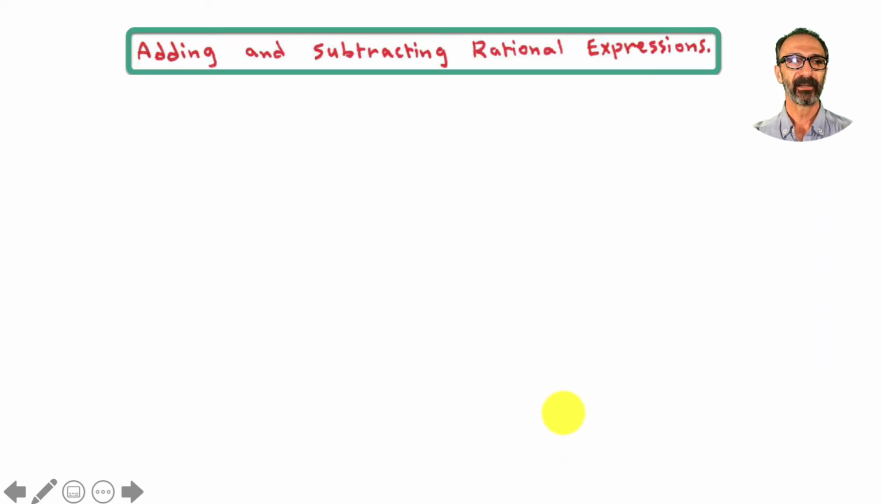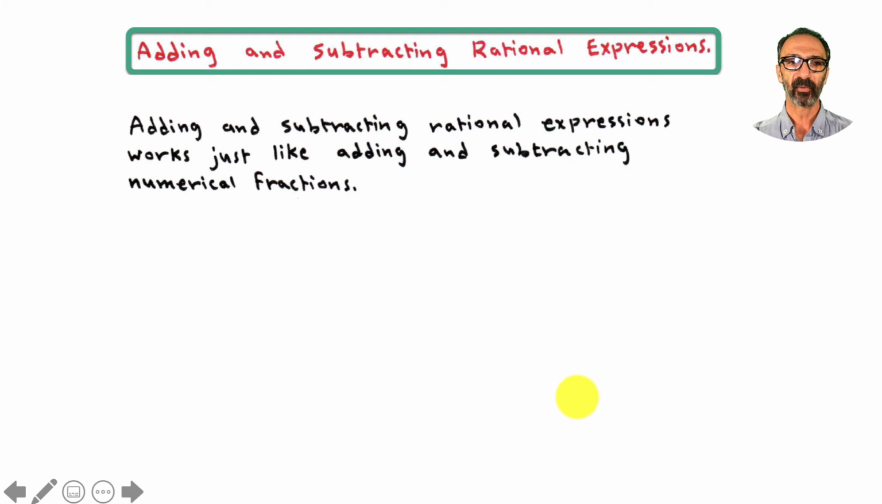Now, adding and subtracting rational expressions. Adding and subtracting rational expressions works just like adding and subtracting numerical fractions. Like when you add 1/2 plus 1/3, you need a common denominator, which is 6. And then you go on from there. Same concept here, except it's expressions, it's not just numbers.